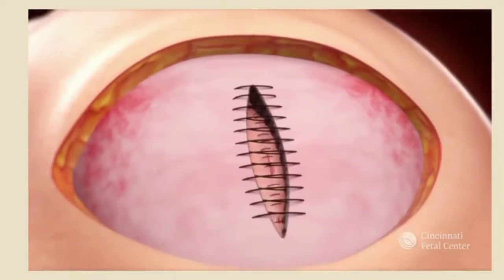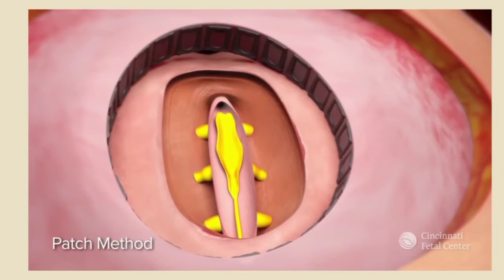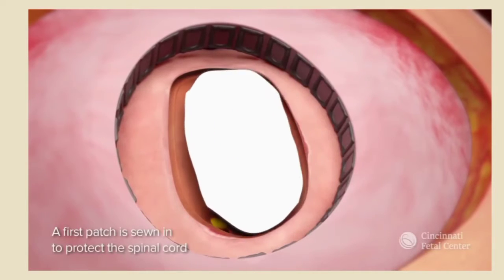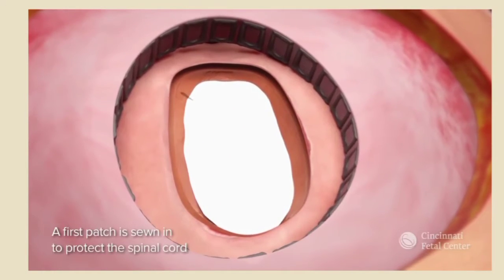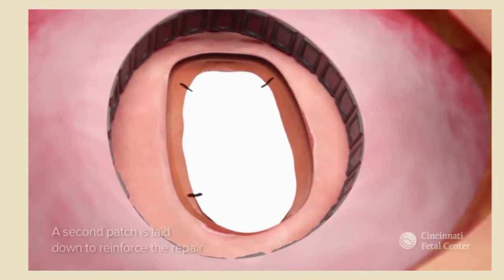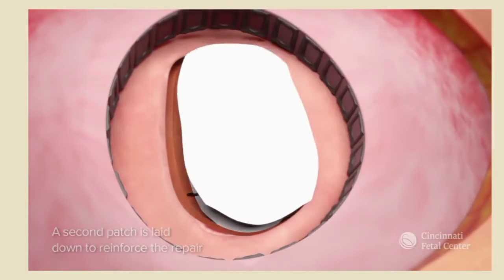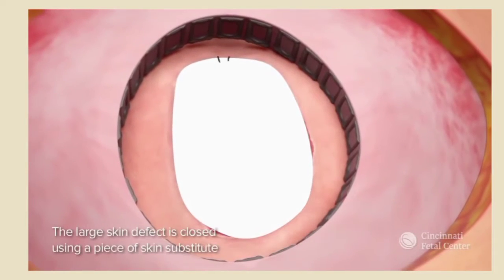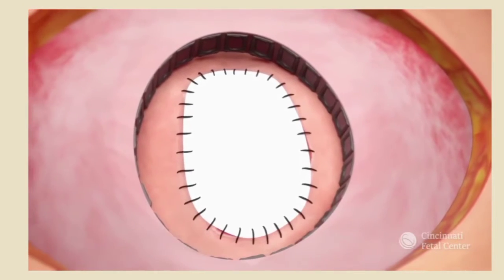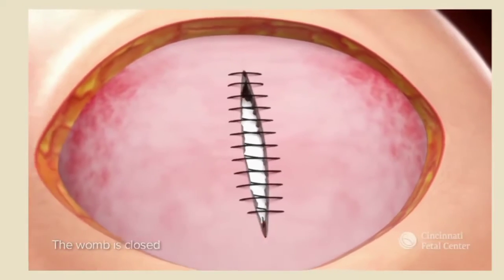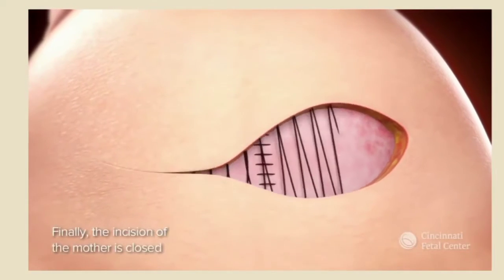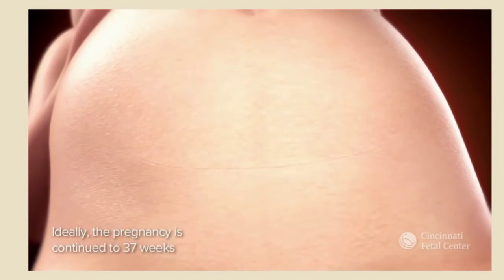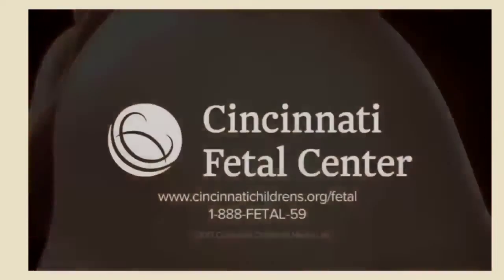If a fetus does not have enough tissue on its back for primary closure, we will repair the spinal defect using patches as shown here. First, we protect the spinal cord by suturing a patch over it before we lay down a second patch to reinforce the repair. We then close the large skin defect using a piece of skin substitute to complete the repair. We then close the womb and conclude the surgery by closing the mother's incision. Ideally, the pregnancy is continued until 37 weeks gestation before the baby is delivered by C-section.